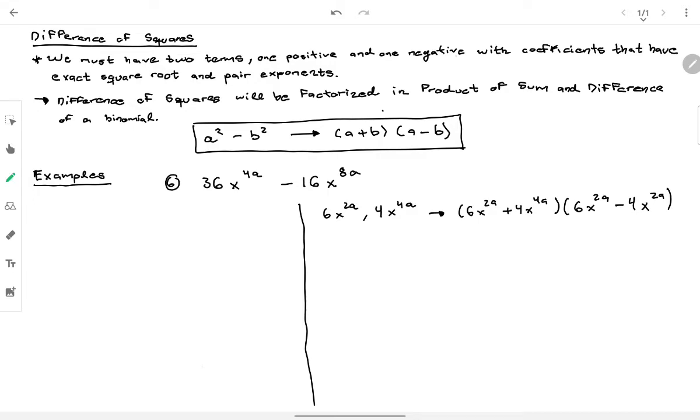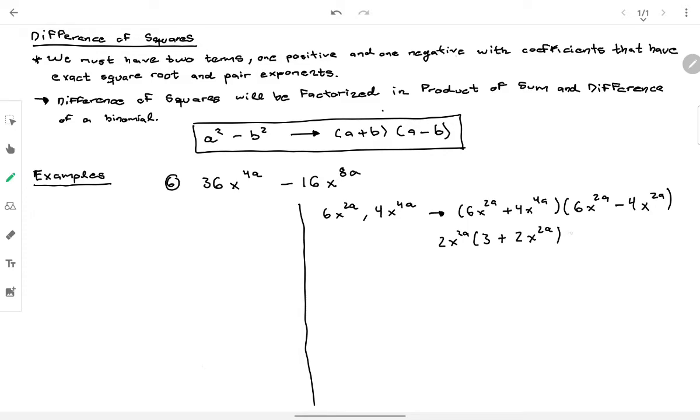Remember, in this case, we need to check if we can take something out of the parentheses. Of course, I can do it because I can take out 2x to the 2a on the first one, and it's going to be multiplied by 3x. I'm sorry, not 3x, only 3. Because if it was 3x, it would be 2a plus 1. So no, it's only multiplied by 3, because 3 multiplied by 2x to the 2a is 6x to the 2a. Then it's going to be plus 2x to the 2a to become 4a.